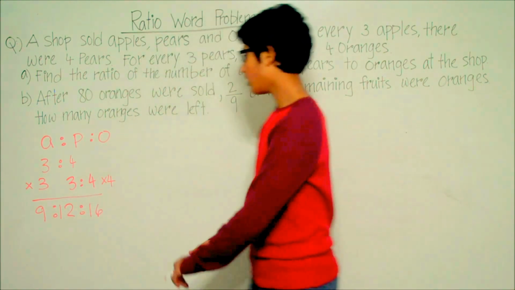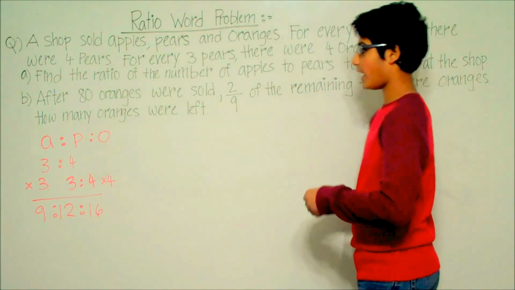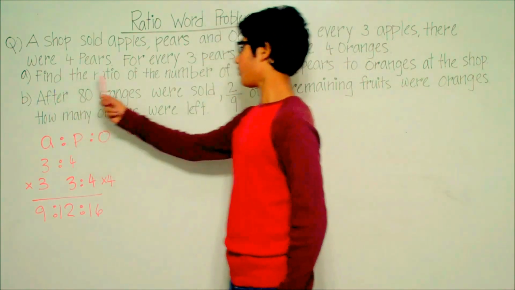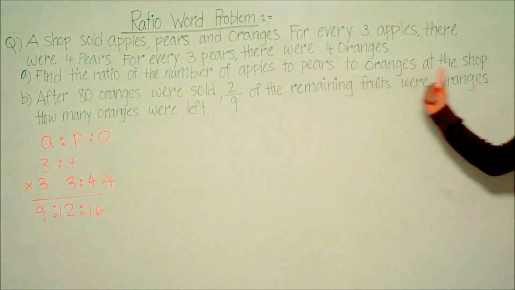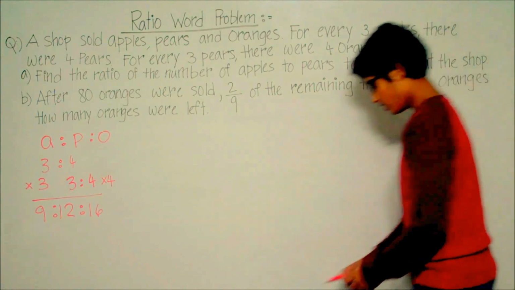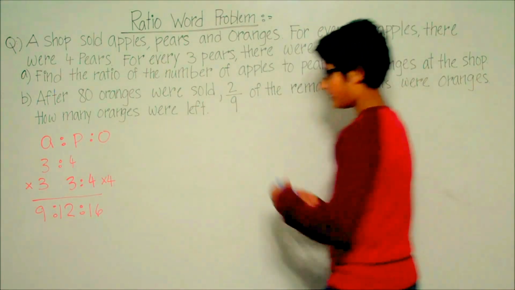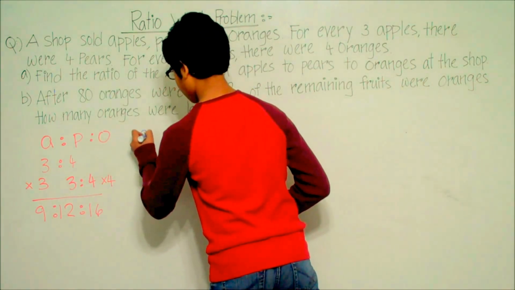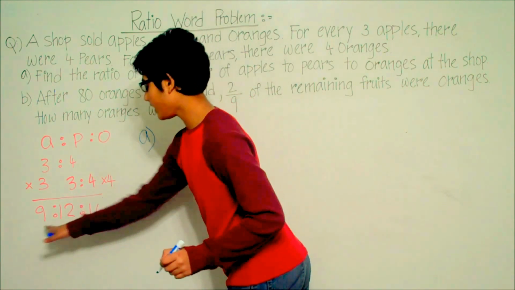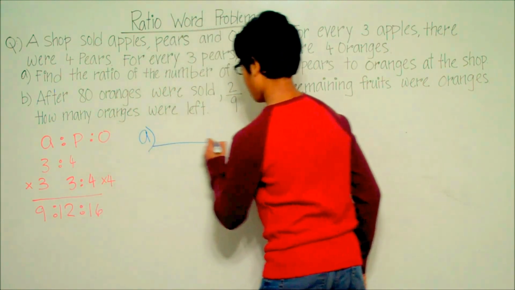So the ratio of the apples to the pears to the oranges is 9 to 12 to 16, which is the answer to question A, which is find the ratio of the number of apples to pears to oranges at the shop. So the answer to question A is 9 to 12 to 16.